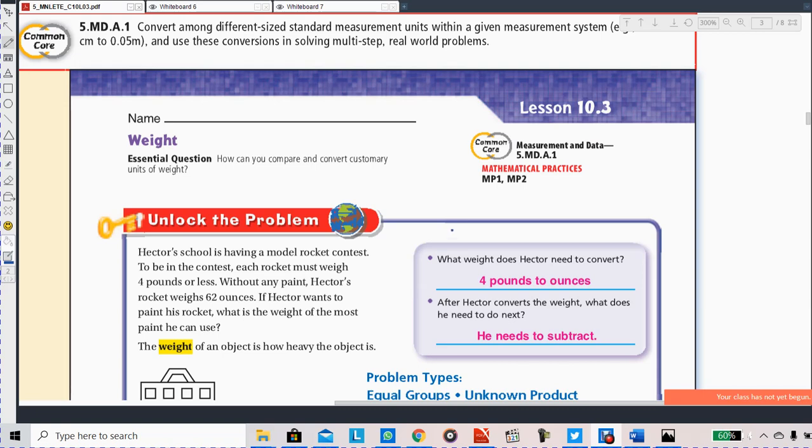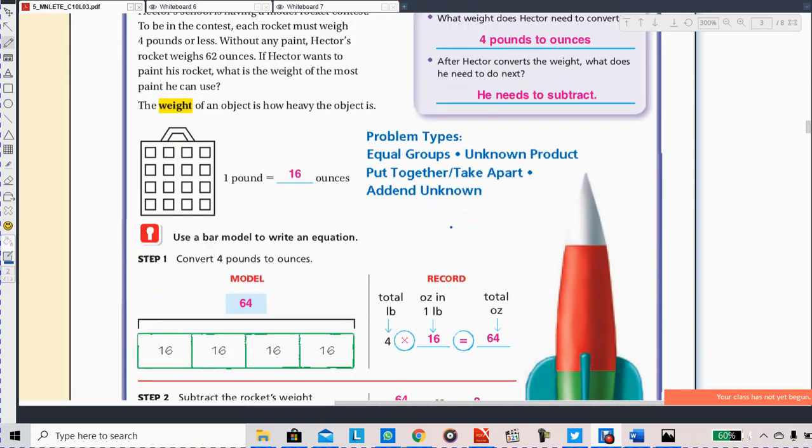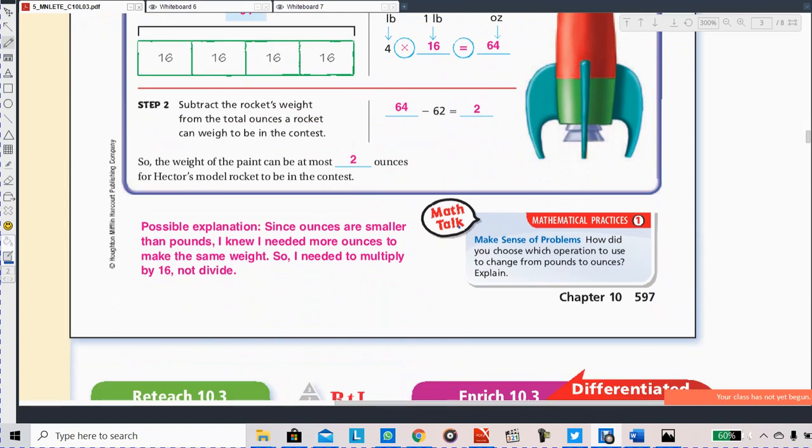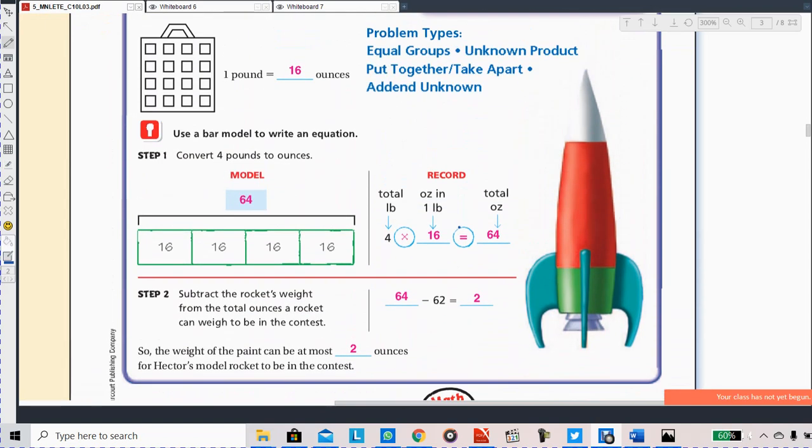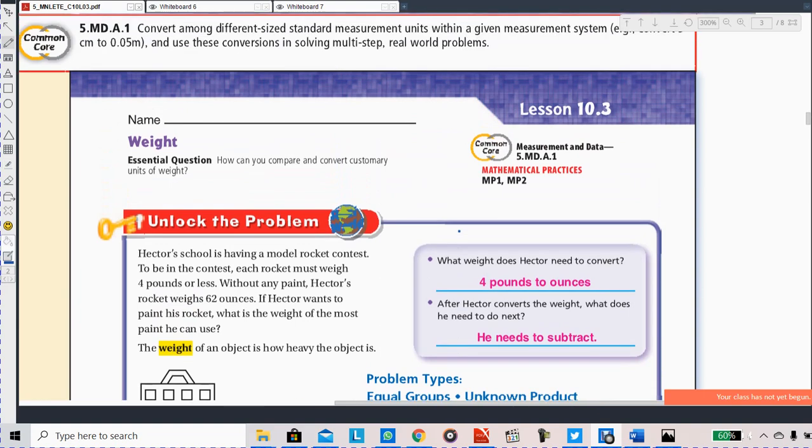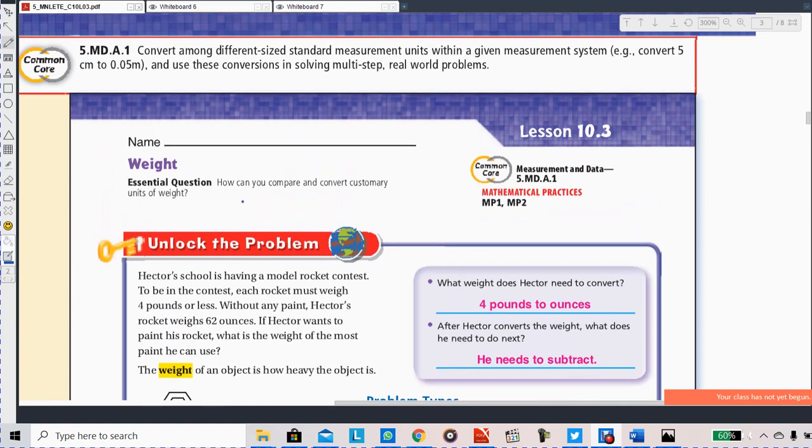Open your book, page 597, lesson 10.3. How can we compare customary units of weight and convert between weight units? Okay, now to convert between weight units, you have to know something about this.